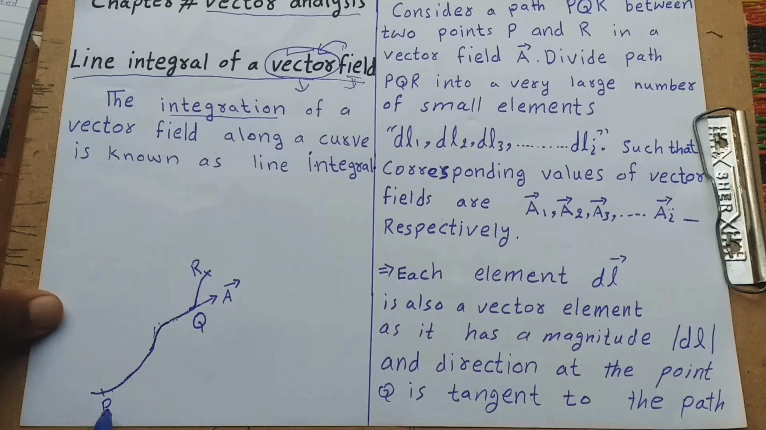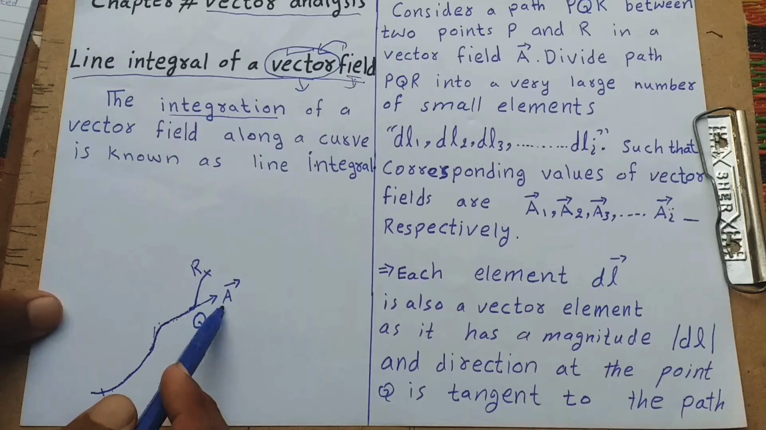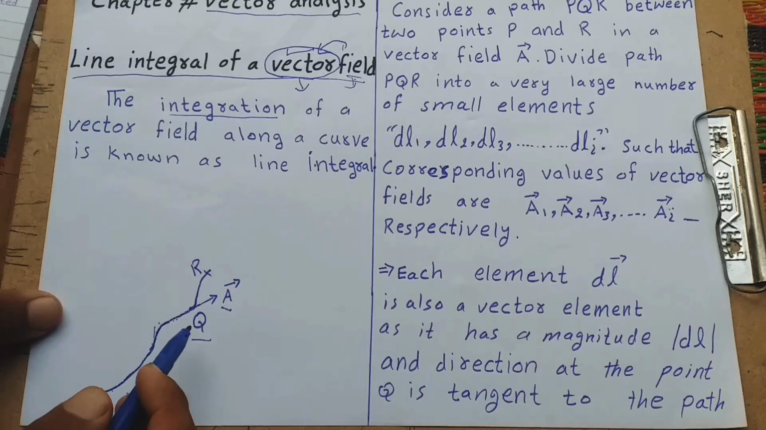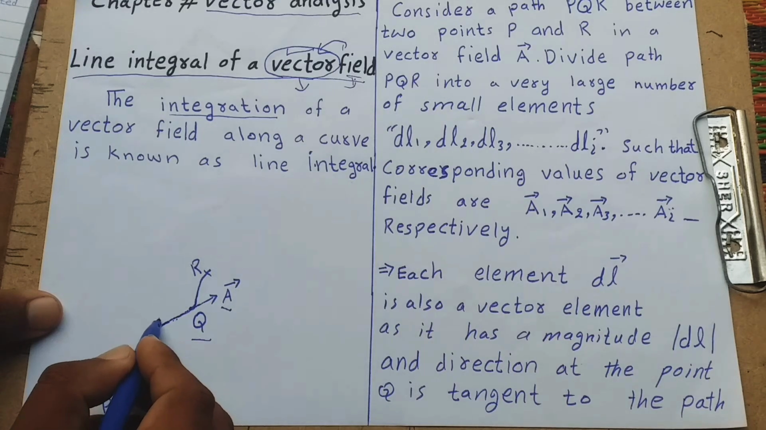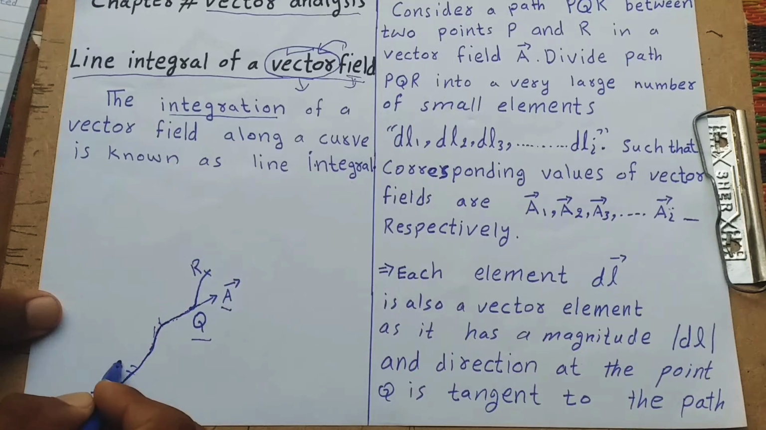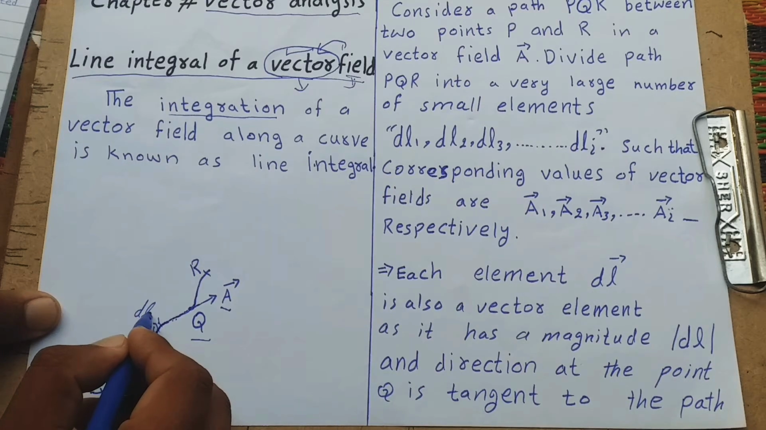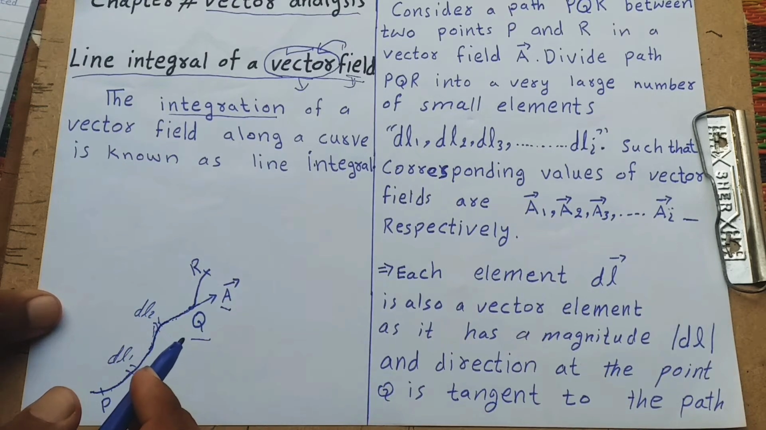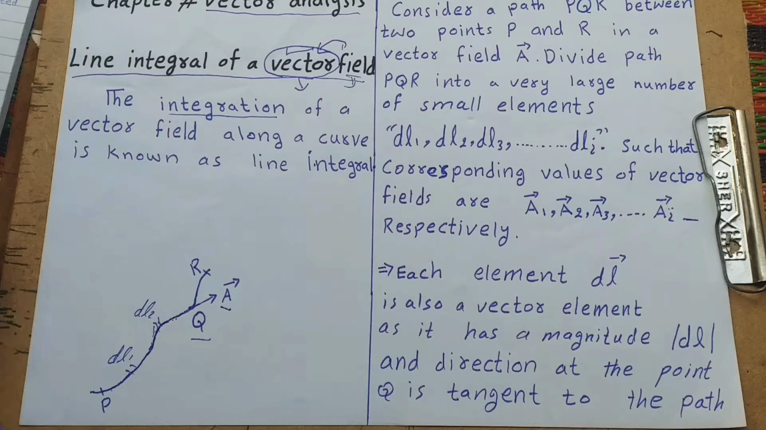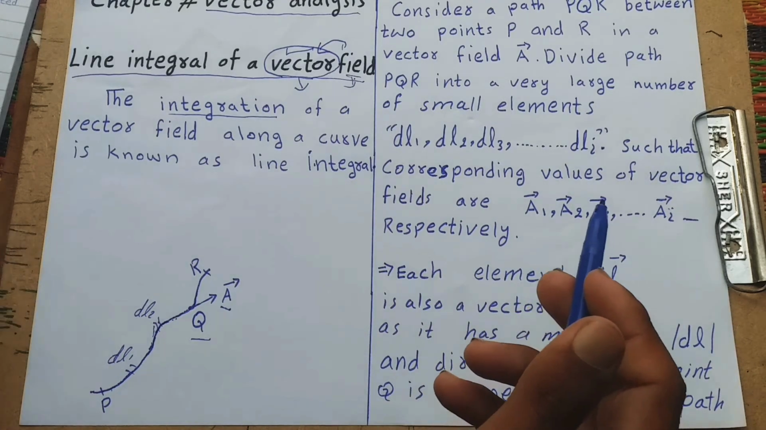This is a curve from point P to R, and Q is a tangent point, and R is a vector field. And we divide the path into small patches, like dl1, dl2, and so on. Okay, now we understand from the explanation, then we can easily understand.